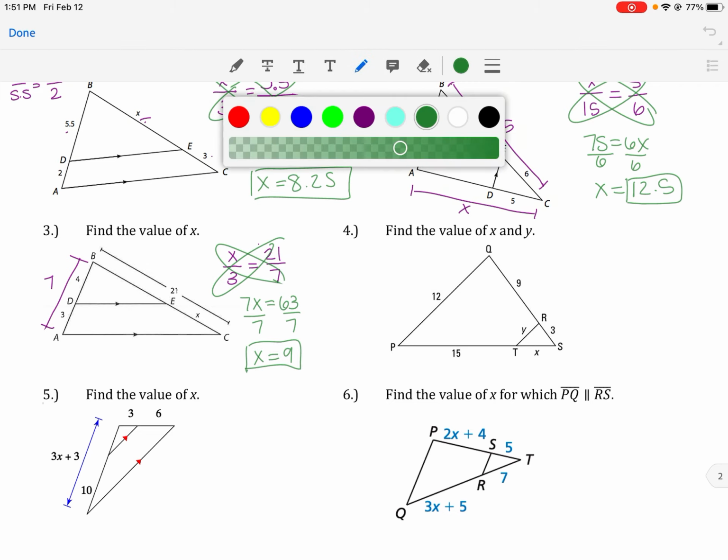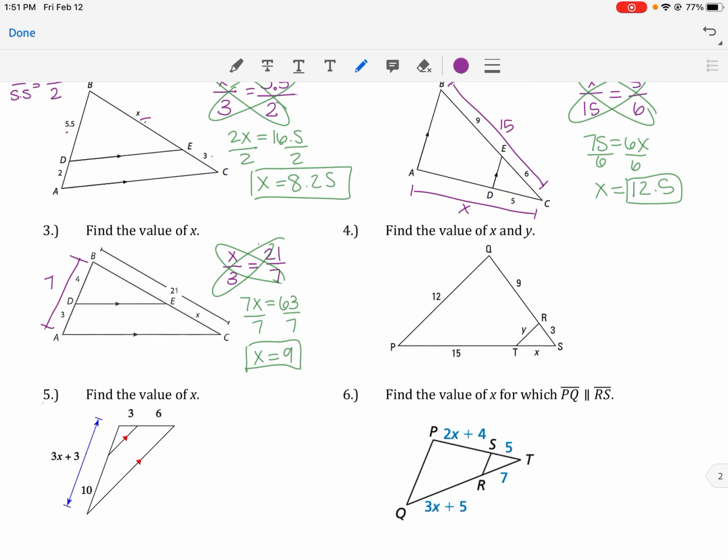Okay, this time we have to find both x and y. So let's start off with x. Maybe you do something like x corresponds to the 3, and then the 15, which is on the same side of x, corresponds to the 9. So as you cross multiply, we end up with 45 equals 9x, which means that x equals, as you divide both sides by 9, x equals 5.